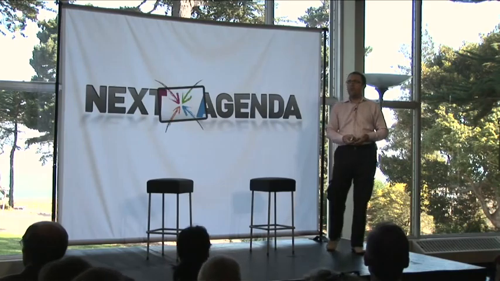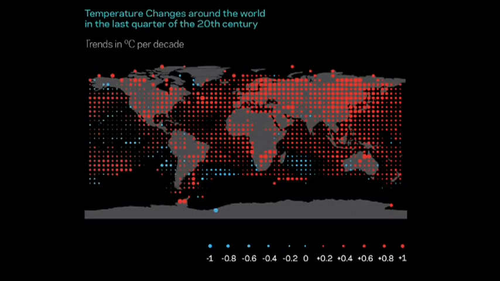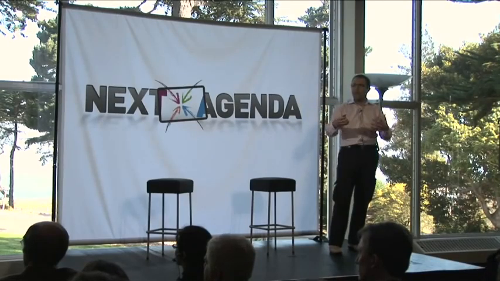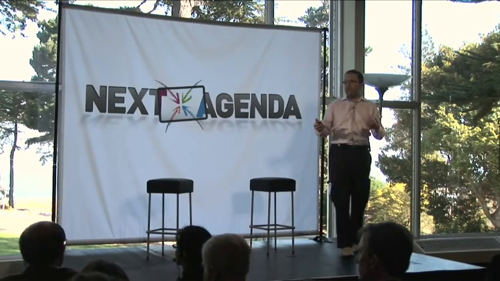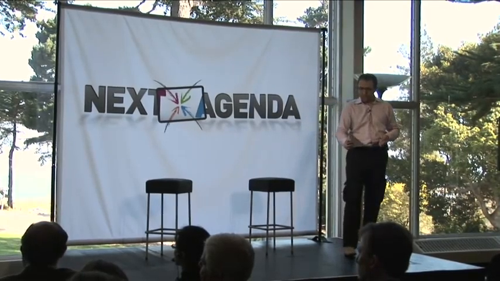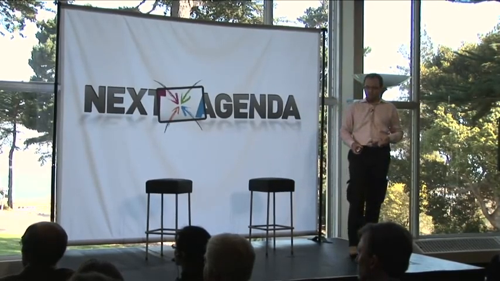So this is from the Stern report. This is real measured temperature data for every large red dot you see on the map of the globe there. That's 1 degree Celsius temperature change per decade for the last 25 years. You average all of that, and that's why we have this globally increasing average temperature. So that is the end outcome.